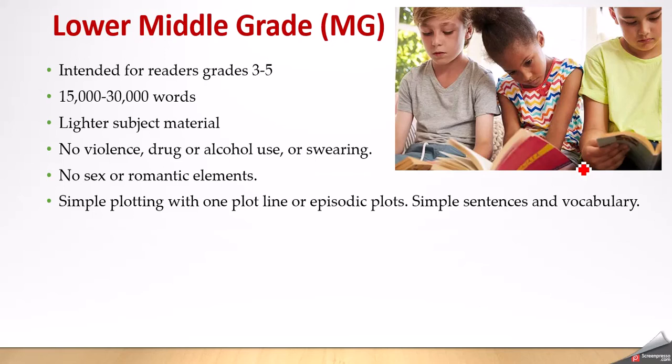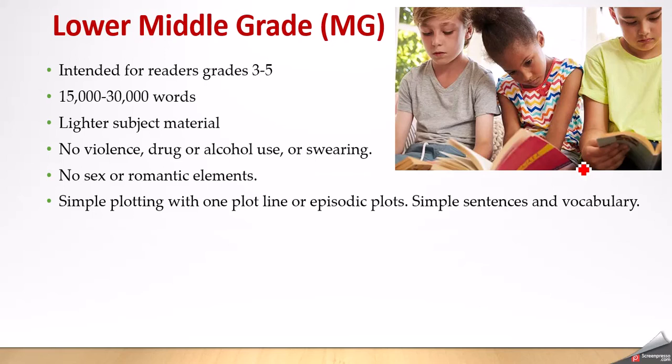Look for one plot line through the whole book. Again, no major flashbacks, flash forwards. Typically, you have one narrator, so a character narrating the story or a third person voice narrating the story. You're not going to have here multiple points of view.